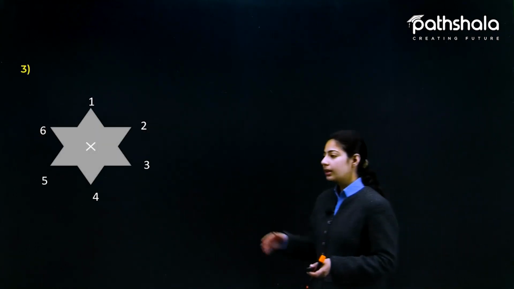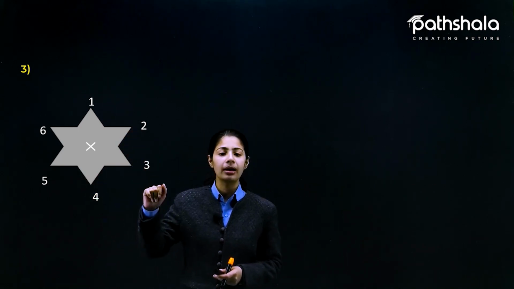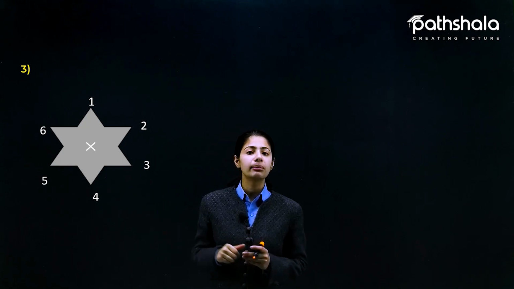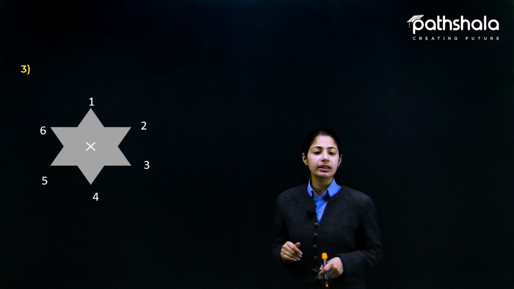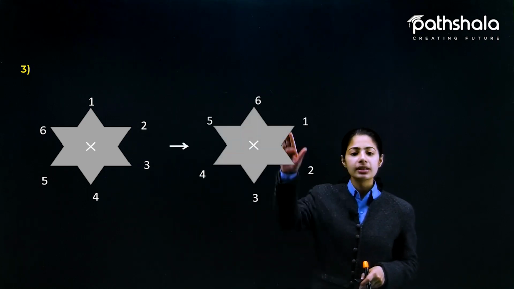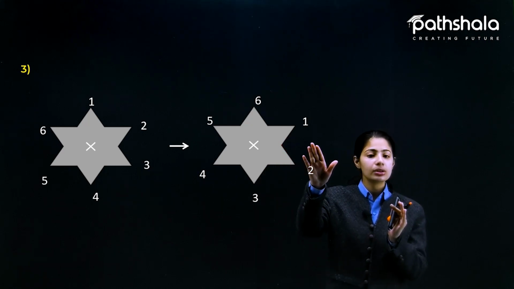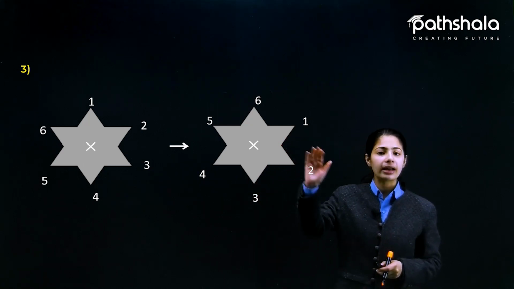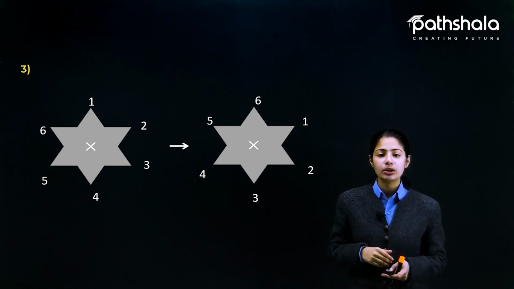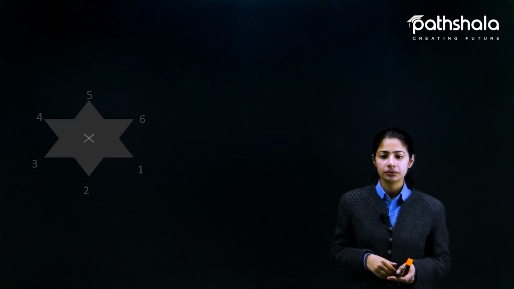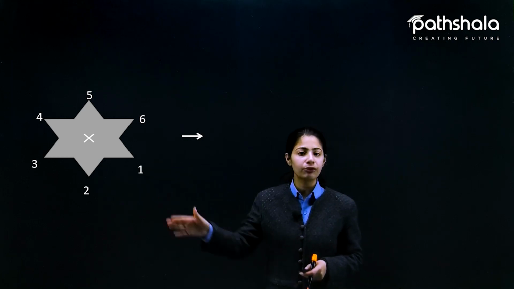Third one is, I have this figure, 1, 2, 3, 4, 5 and 6 are marked. There is a cross in the center, that means through that point we are rotating this figure. So when we rotate this figure, we get 6 on the top, 1 comes this side, that means we rotated it like this. So 1, 2, 3, 4, 5 and 6 on the top. Again we rotated this figure from the center. So it comes 5 on the top, 6, 1, 2, 3 and 4.